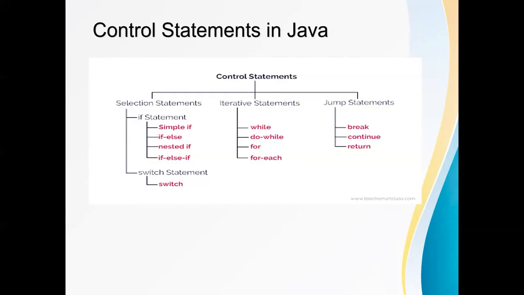For the for statement, first we have to define the initialization, condition, and increment or decrement. We can use for each, for example, if you have an array and you want to print it. Then we have break, continue, and return in the jump statements. If you want to break a particular loop, or skip a condition and continue, we have continue. Then we have return, which you can also apply with methods. So these are all the control statements.